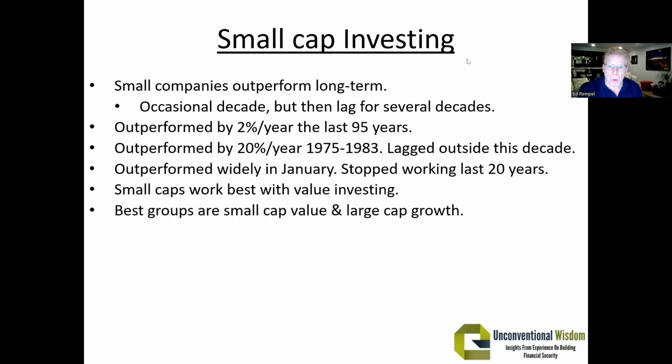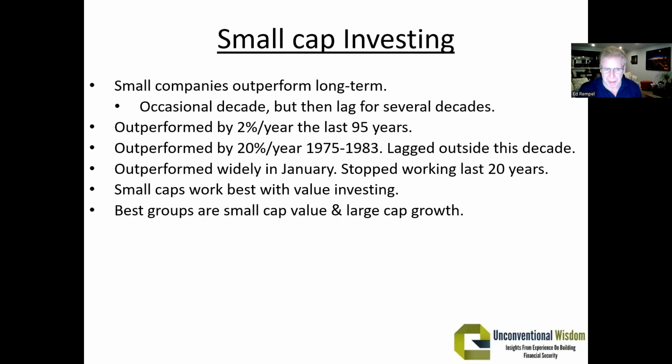So one of them is small cap investing, so just buying smaller companies. Now, in general, if you go back over the last 95 years, small companies have outperformed the large company, the overall market. Okay, so generally this tends to work. The problem with it is they tend to outperform by quite a bit in one decade and then lag for several decades. Over the 95 years, they've outperformed by 2% per year.